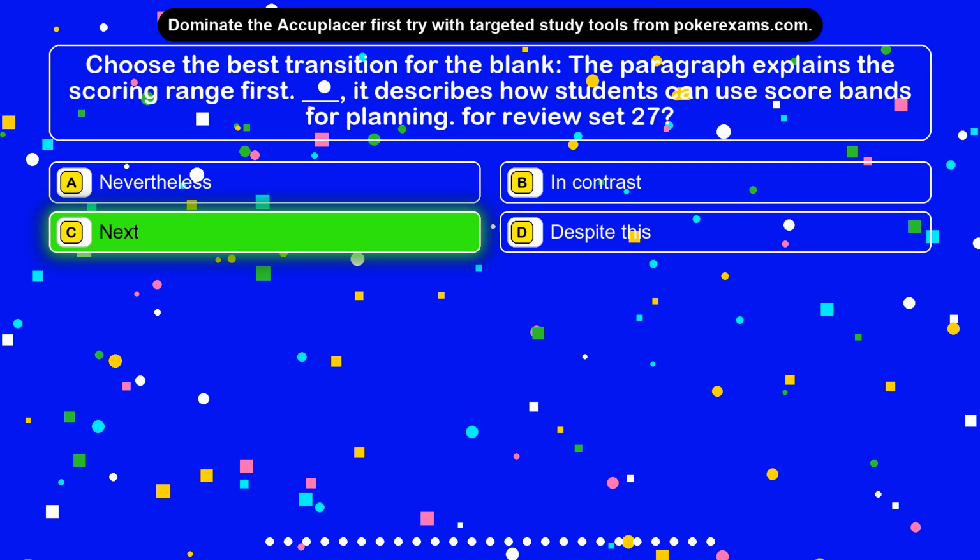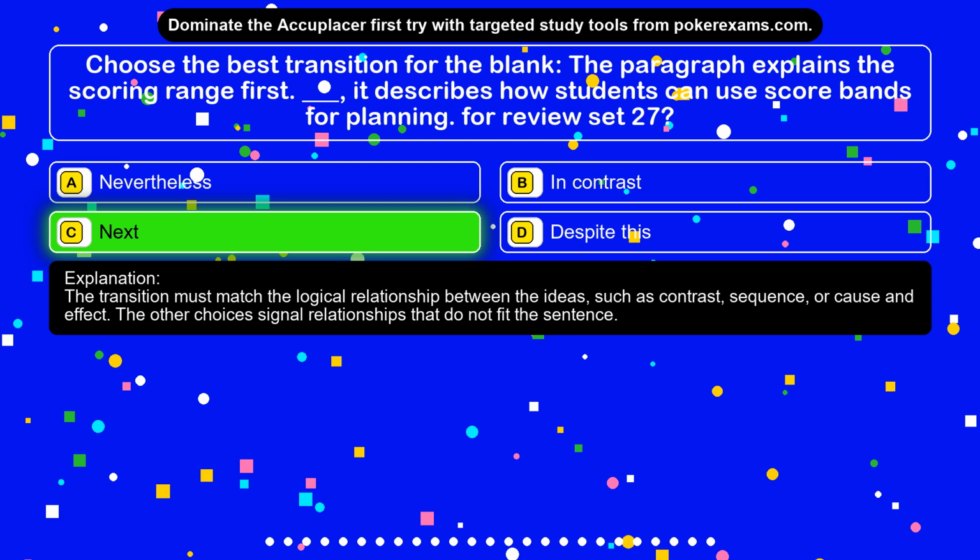The correct answer is option C. Next. The transition must match the logical relationship between the ideas, such as contrast, sequence, or cause and effect. The other choices signal relationships that do not fit the sentence.